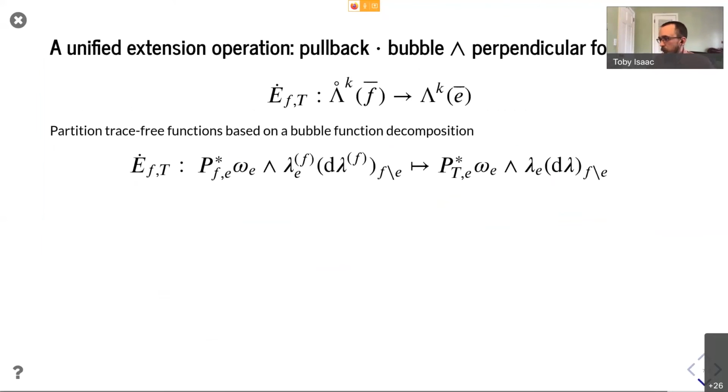So it turns out that once you can decompose a trace-free function into this bubble form, each of the bubbles pulls back in a fairly natural way. If it was a pullback into F of omega E, it will be a pullback of omega E into T. And where you had a bubble for edge E in, for instance, facet F, it would now just be a bubble for E in the main triangle or tetrahedron. And likewise, the barycentric K-form on F would map to a barycentric K-form on T, the full triangle.